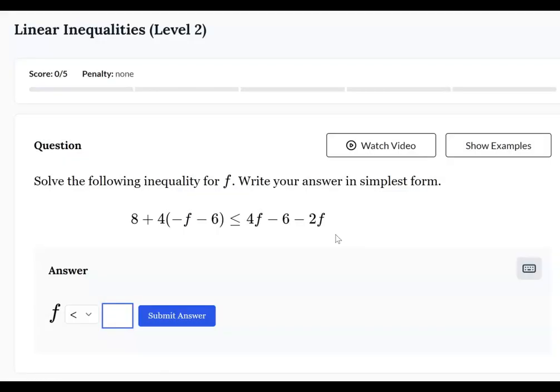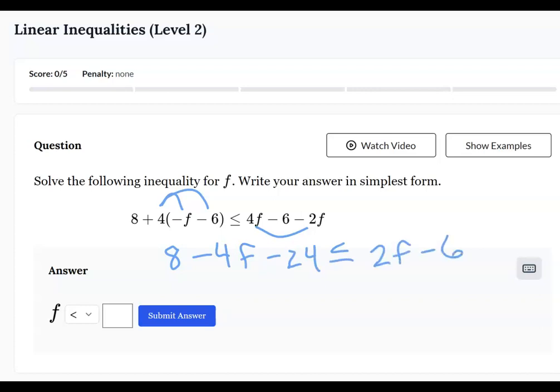The next two topics on the homework are similar to the first one, but the problems are a bit longer. The rules are still the same. For this first question here, I would need to do some distributing. And over here, I would need to do some combining. So I'm going to get 8 minus 4f minus 24 is less than or equal to 2f minus 6. Again, I need to do some combining over here.